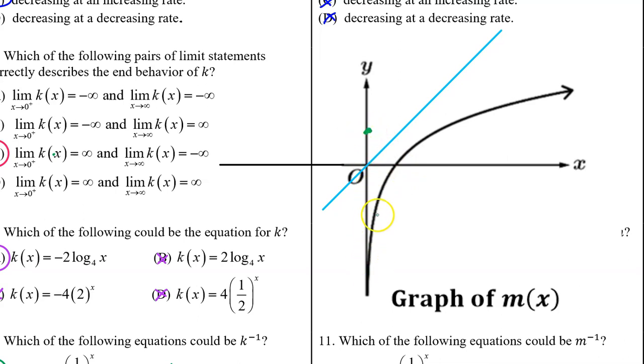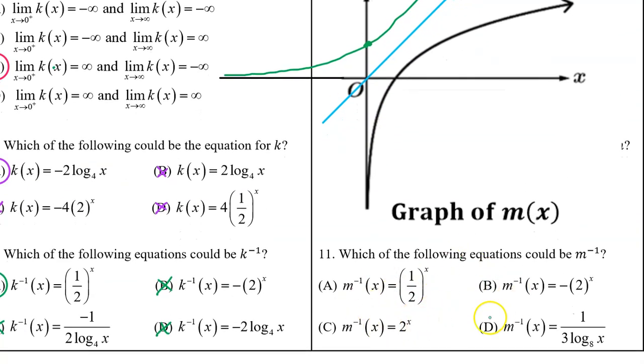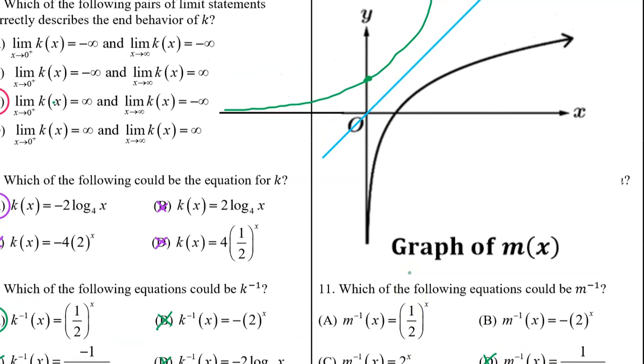This tail that is approaching the negative y-axis will now be approaching the negative x-axis, because the x-axis is now the asymptote. That means the curve is going to look something like this. This is an exponential function, so we are looking for an exponential function. So this one that says log in it, that's definitely not going to be the answer.